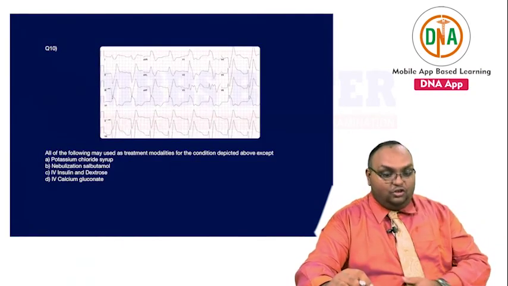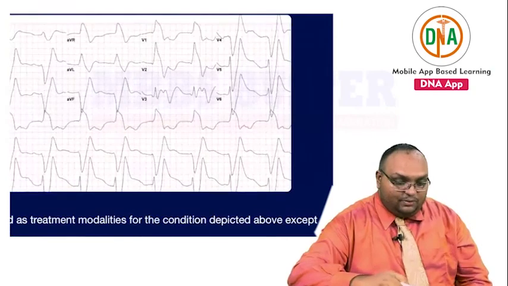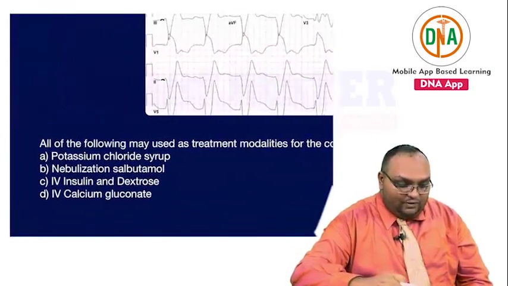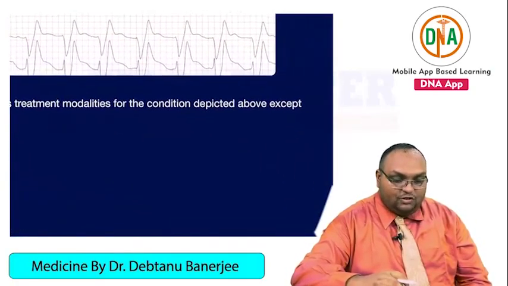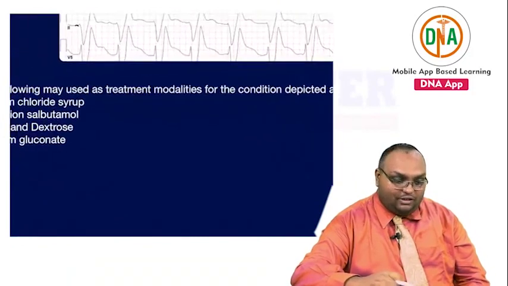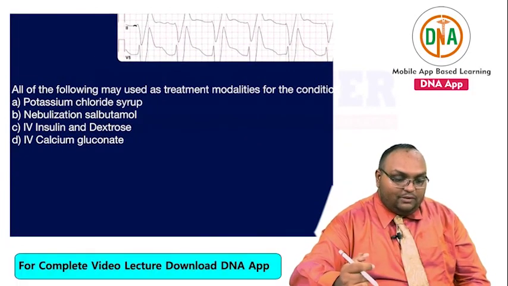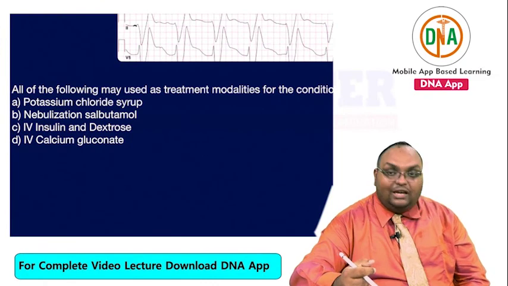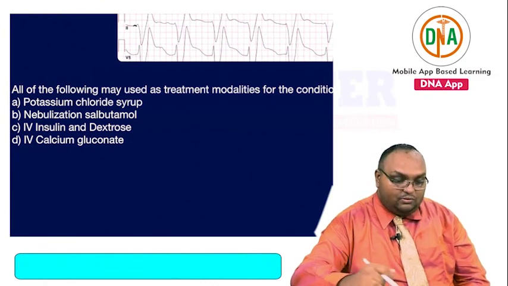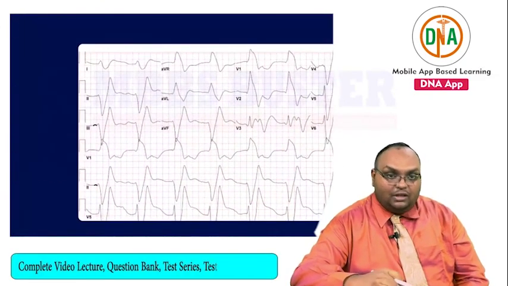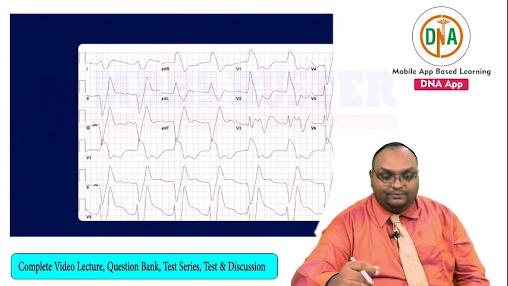So friends, as you can see over here, this ECG strip very carefully, and we've said that all of the following may be used as treatment modalities for the condition depicted above except potassium chloride syrup, nebulization salbutamol, IV insulin dextrose and IV calcium gluconate. Good. But first you need to diagnose the condition, right?